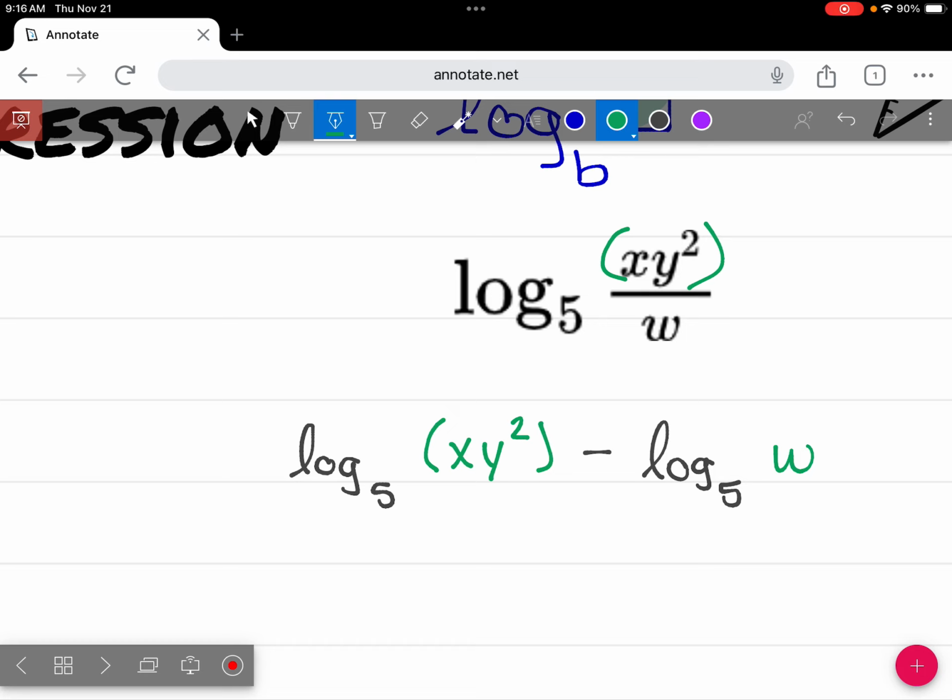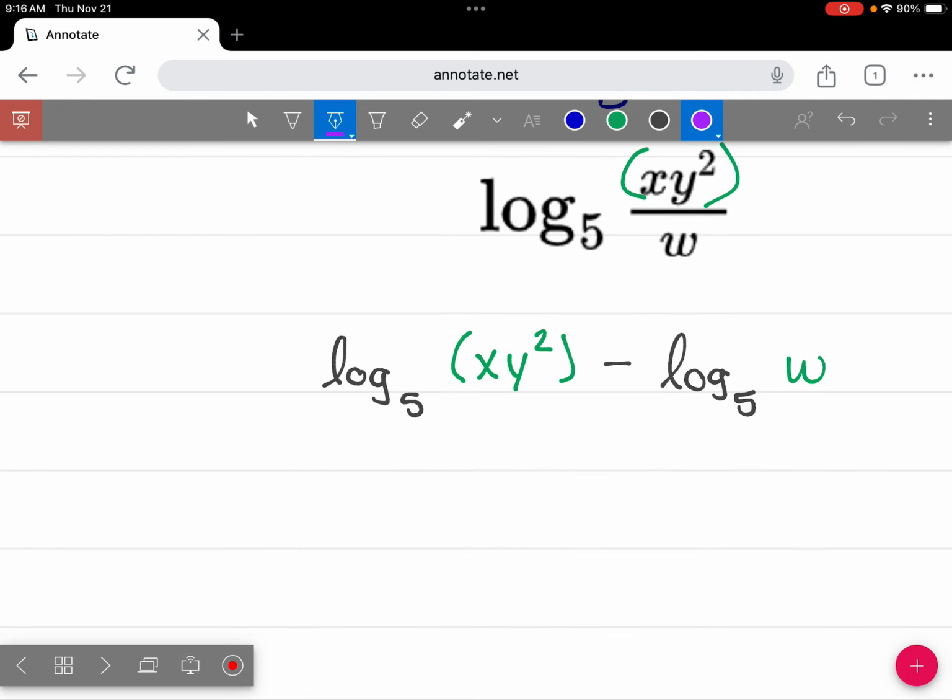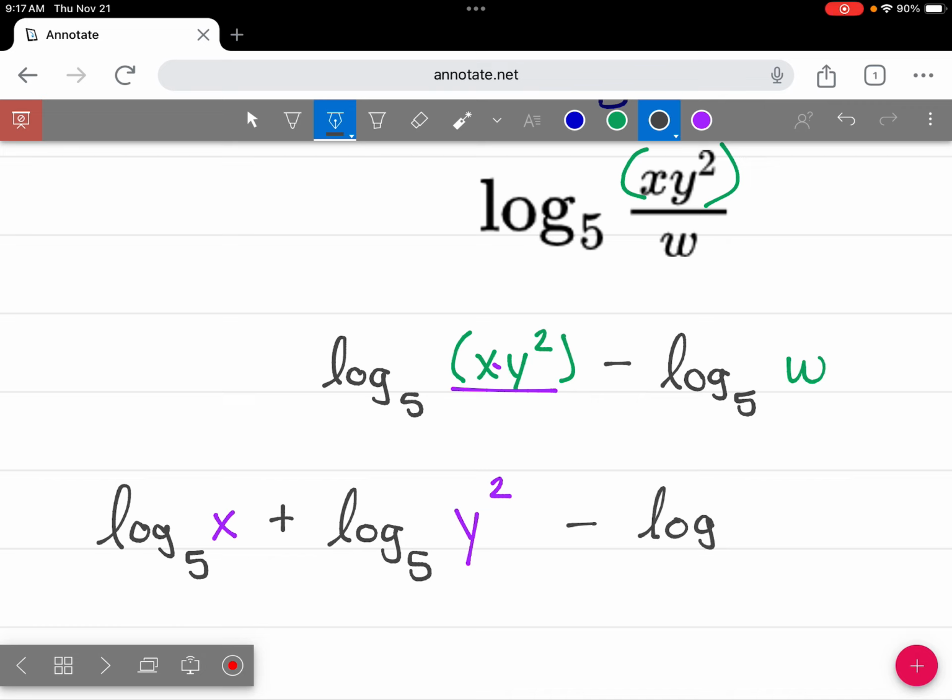So now I don't have any more division in any of my logarithms, but I do have a product here. So I need to use my product property on this piece. This guy's going to expand outwards further, because in here I have x times y squared. So this is going to become log base 5 of x plus our log base 5 of our y squared minus our log base 5 of w.